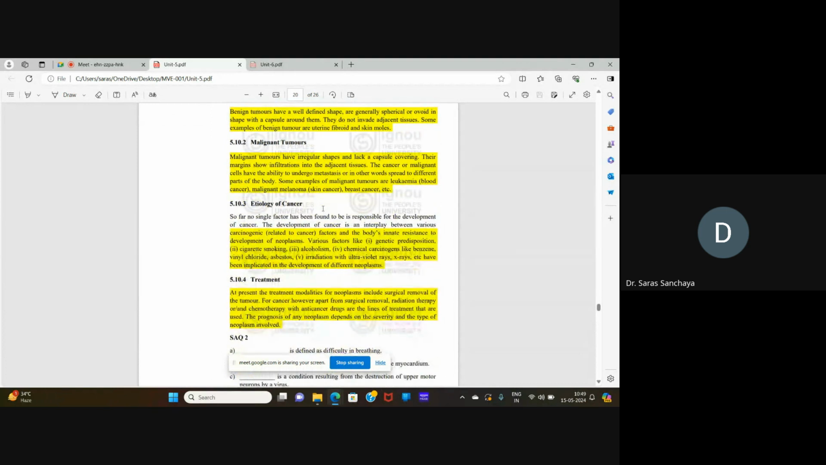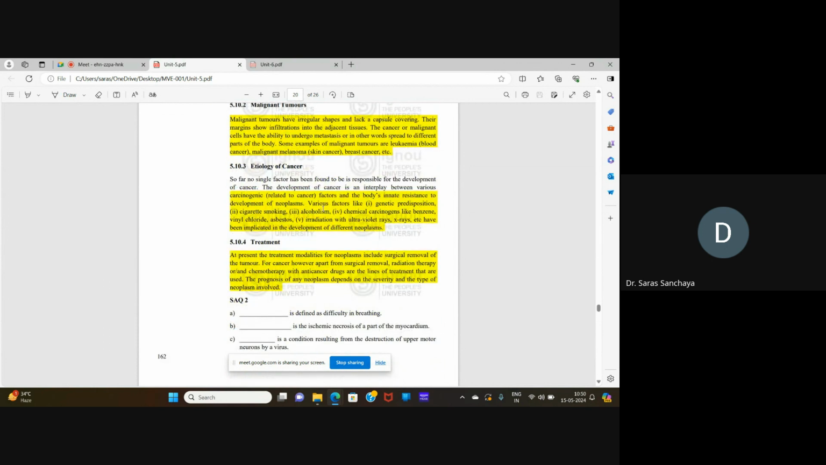Etiology of cancer. So far, no single factor has been found to be responsible for the development of cancer. The development of cancer is an interplay between various carcinogenic factors and body's innate resistance to development of neoplasms. Various factors like genetic predisposition, cigarette smoking, alcoholism, chemical carcinogens like benzene, vinyl chloride, asbestos, irradiation with ultraviolet rays, X-rays, have been implicated in the development of different neoplasms.